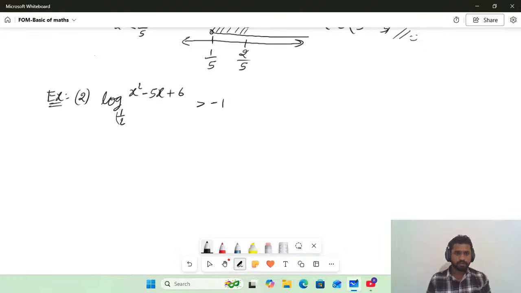Log of x square minus 5x plus 6 base 1 by 2 greater than minus 1. Try to solve this question. Let me drink some water. You try to solve this question and tell me the answer in the chat box.